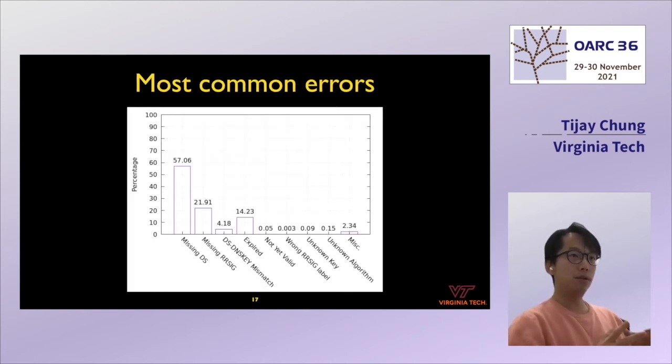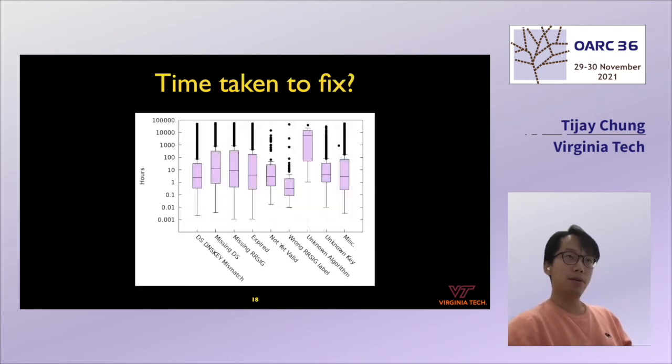We can also estimate the most common errors. As we might expect, the missing DS record is over 57%, which is not good news. And because domain name owners use DNSViz multiple times until they fix their errors, we can briefly estimate how long it takes to fix a specific error.